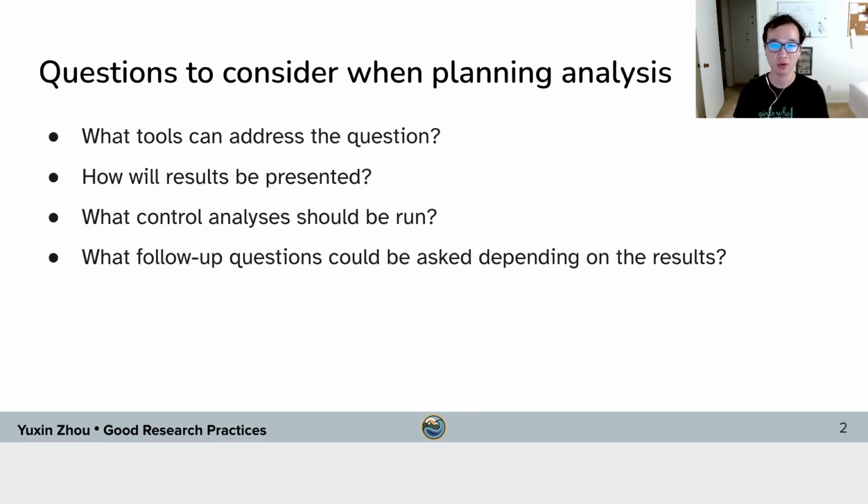So the things to consider when you're planning your analysis include what statistical tools you can use to address the question, how will the results be presented, whether it be in figures or tables or what have you, what control analysis should be run so that your results can be compared to a control run. And lastly, what follow-up questions should be asked depending on the results that you see.